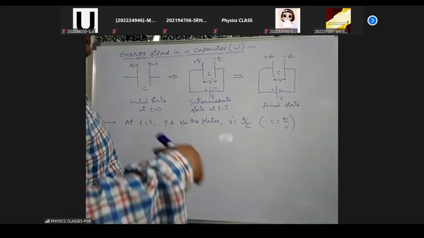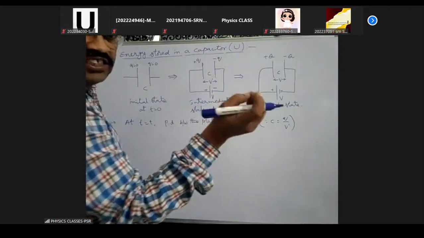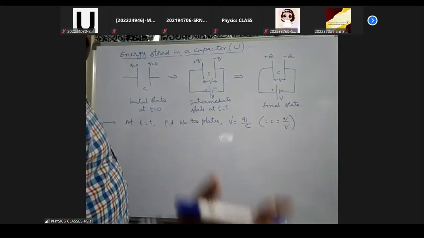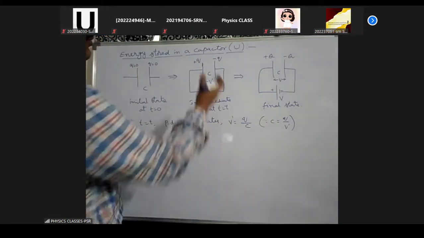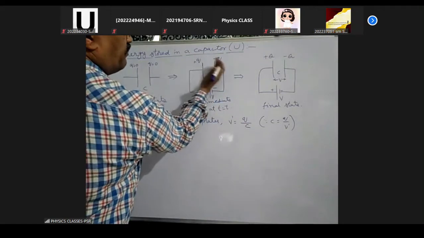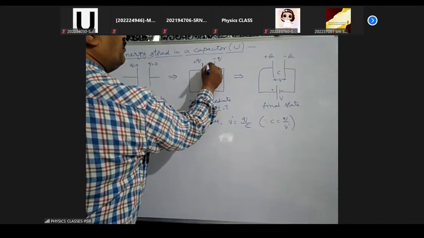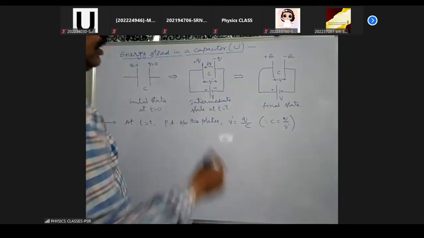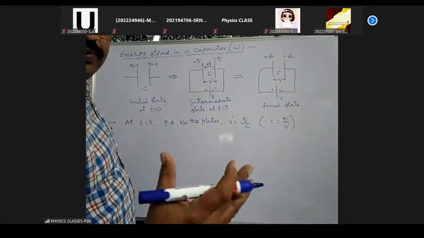So here, work should be done in giving the small additional charge dq to the plates by the battery. What is the work done in moving a small charge dq from one plate to the other plate? Then only it gets charged. Actually the charge is moving from the negative plate to the positive plate. Let us say the small charge dq flows from minus q to plus q through a potential difference V dash. Then some work is said to be done.